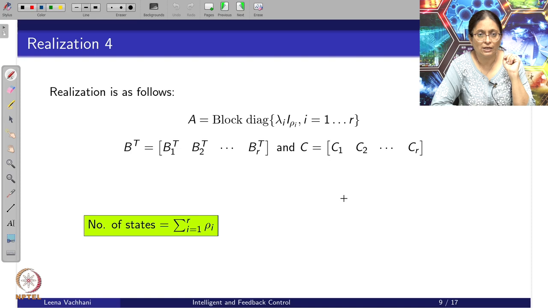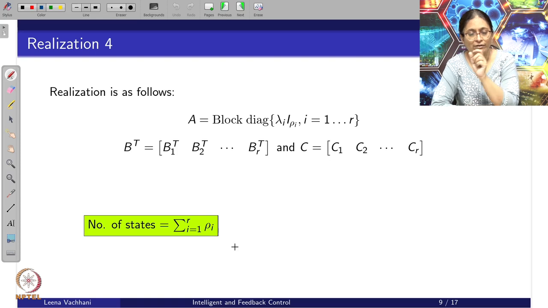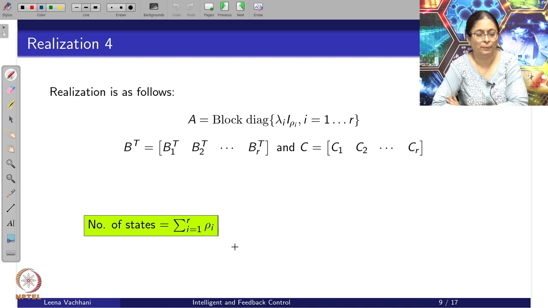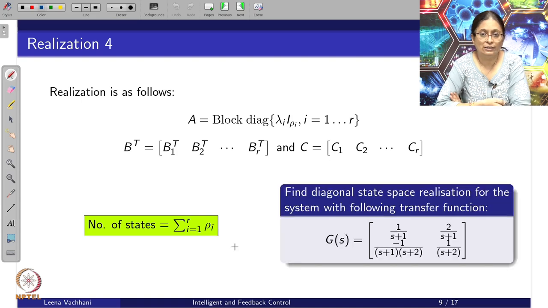All right. So in this case, if I look at the system matrix form, the number of states equals the sum over i equals 1 to R of rho i. So the summation of all the ranks that I got: rho 1 plus rho 2 plus rho 3 up to rho R. All right, fine.